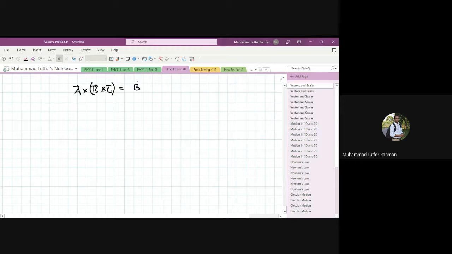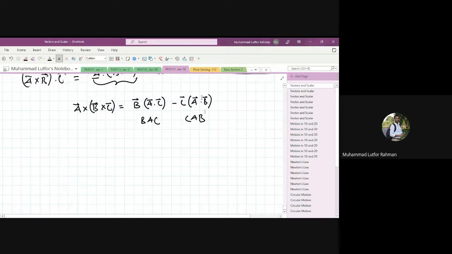Say this is B vector. If I write A cross B cross C equals B times A dot C minus C times A dot B. So in short form we call that the BAC-CAB rule, if I write the letters side by side, BAC minus CAB.